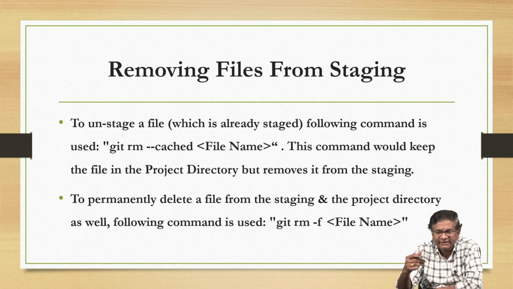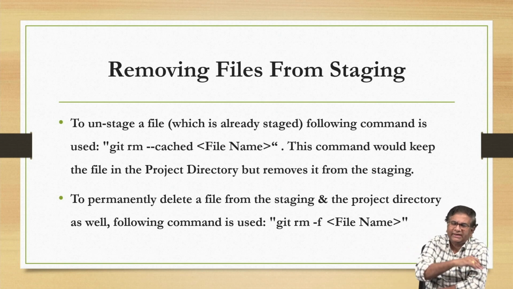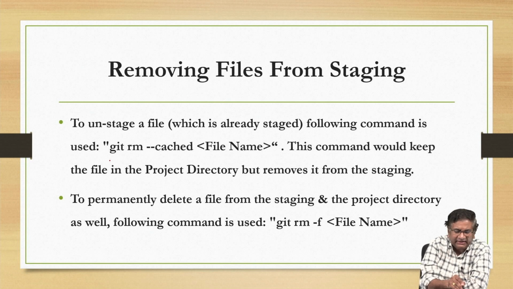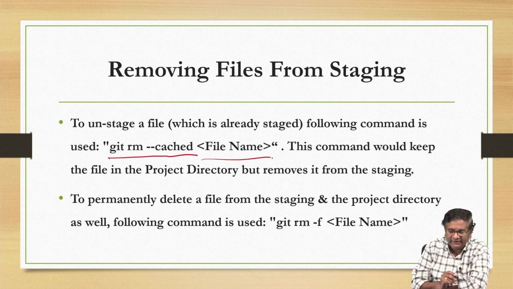Now, removing from staging. You put it into the staging, and after reviewing the file, you say, no, I don't want this file to be committed. I want to retract it, to move from staging back to untracked stage. Further, the command is git rm --cached file name. That's what we need to give.